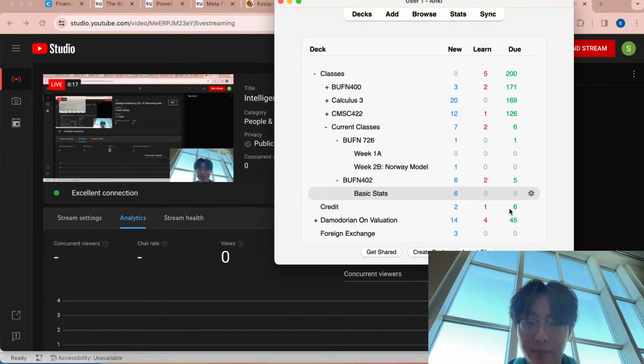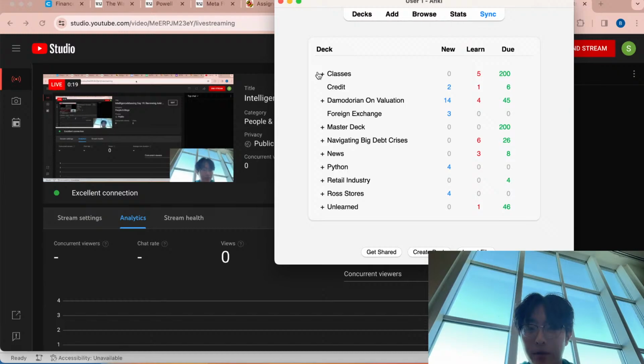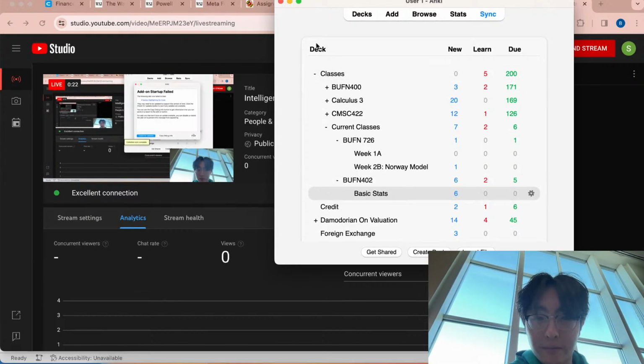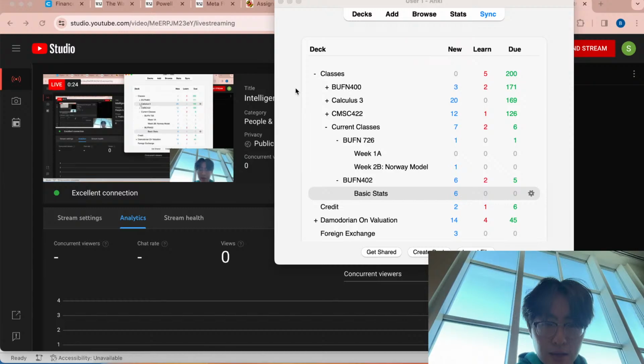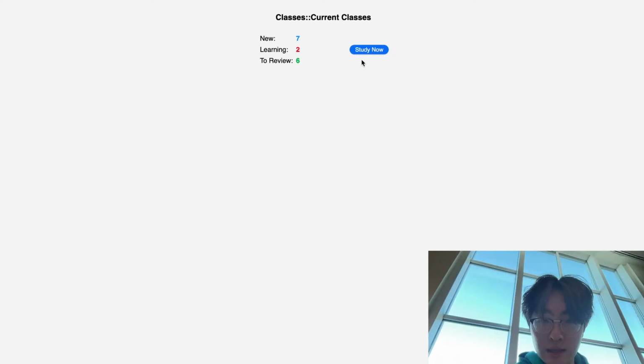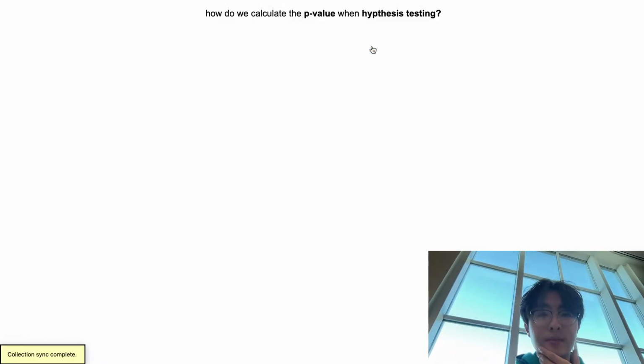But right now, I'm gonna go through some of my flashcards I have for Anki. These are some flashcards I have for class that I kind of want to go over. Let's see. Sync. Okay, I think I'll just get started then.